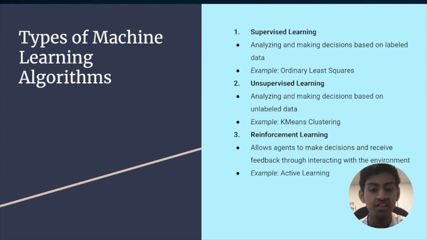which primarily, if there isn't any obvious cue in the data, something like unsupervised learning would have to be done. Such examples would be categorizing or clustering, for example k-means clustering. And then you have reinforcement learning. This is very advanced, and it allows the model to make decisions and receive feedback through interacting with some sort of environment. Some examples are like active learning, and I'm actually doing research on active learning right now.